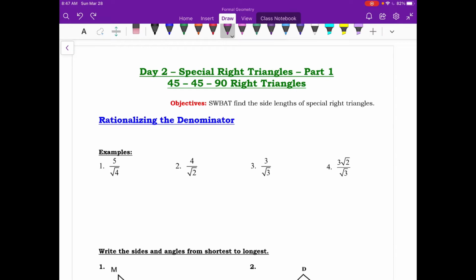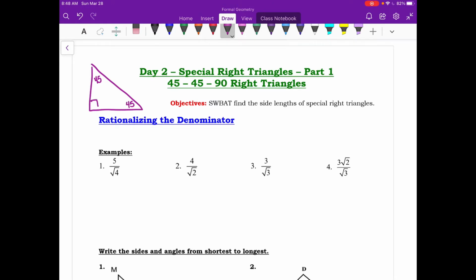This is the first part of special right triangles, and we are going over a kind of right triangle called a 45, 45, 90 right triangle. So what that means is we have a triangle with two 45-degree angles and one 90-degree angle in the corner. That's the kind of triangles we're talking about.